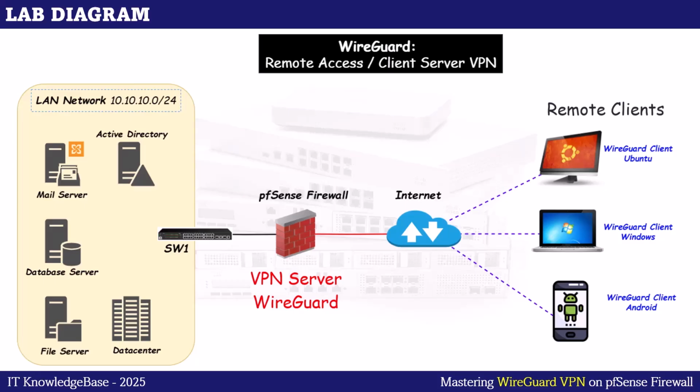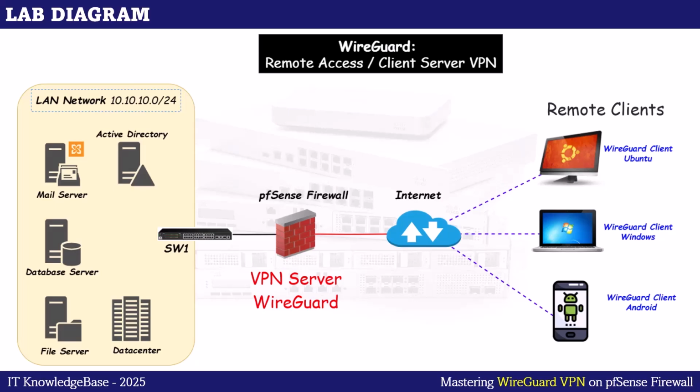The provided network diagram illustrates a WireGuard remote access and client-server VPN setup. Here's a detailed explanation of the components and their connections. In our lab, we have a LAN network that is 10.10.10.0/24 network. This is the internal network containing several important servers and a data center. We have several components within the LAN network.